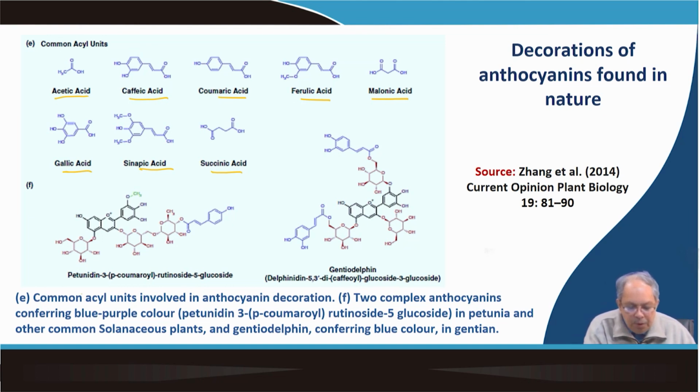For example, petunidin 3-p-coumaroyl rutinoside 5-glucoside. You see how big the molecule is. At least you see there are 3 sugar components attached here, 1, 2, 3. Okay. So, similarly, gentiodelphin, which is delphinidin 3,5-dicaffeoyl glucoside 3-glucoside.